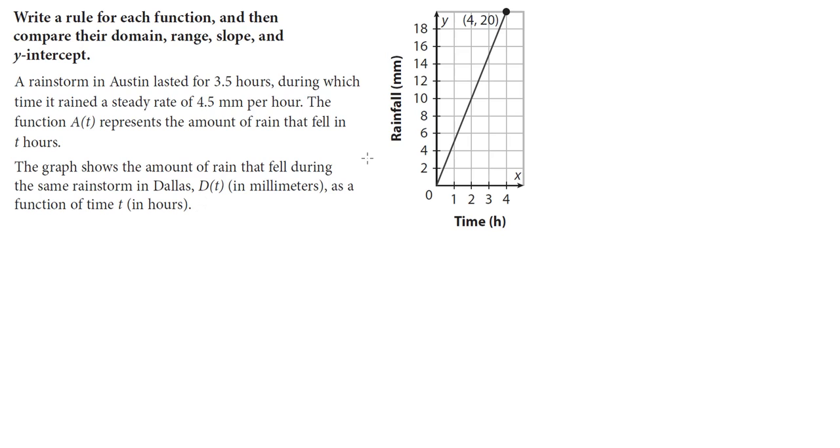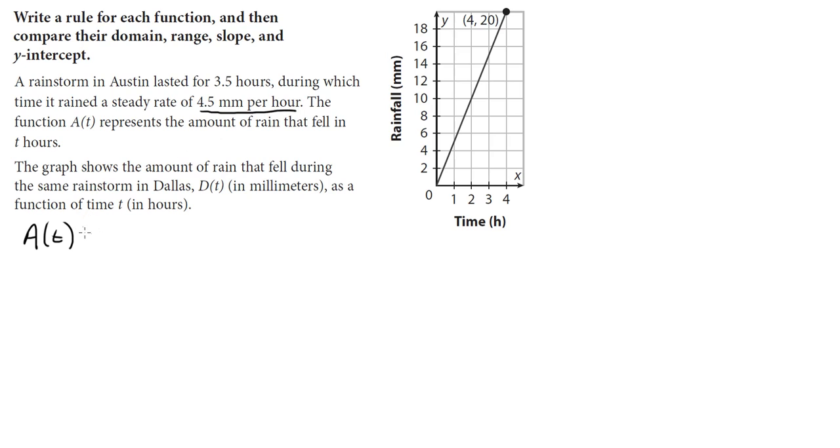So again, we have two different functions. One function is given to us in a verbal description, and the other function is given to us as a table. First, let's take a look at Austin. They tell us to use a of t because of Austin, right? So a of t equals what? Well, obviously, before it started raining, there was no rainfall, right? So our y-intercept is 0. So what is our rate of change? It is 4.5 millimeters per hour.